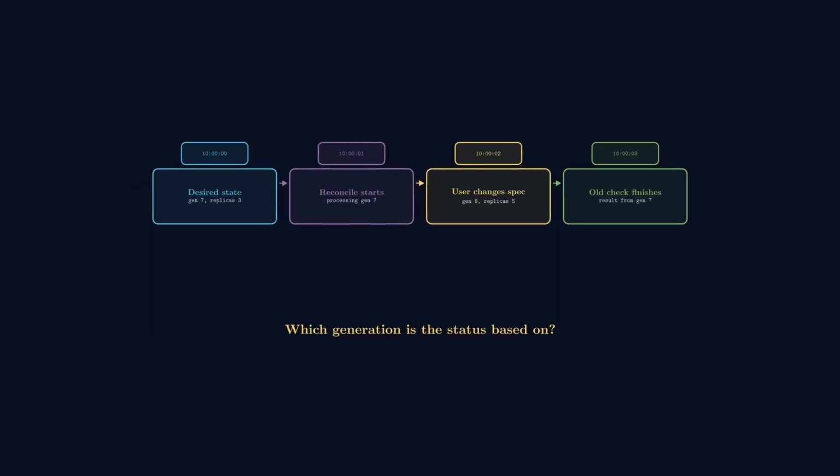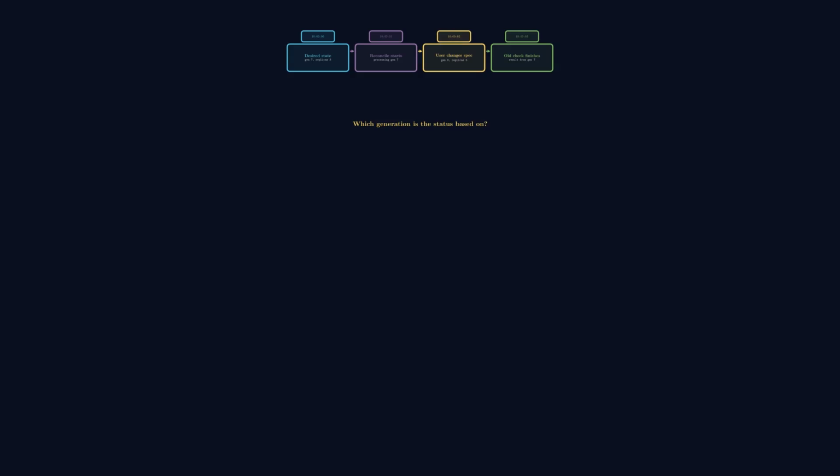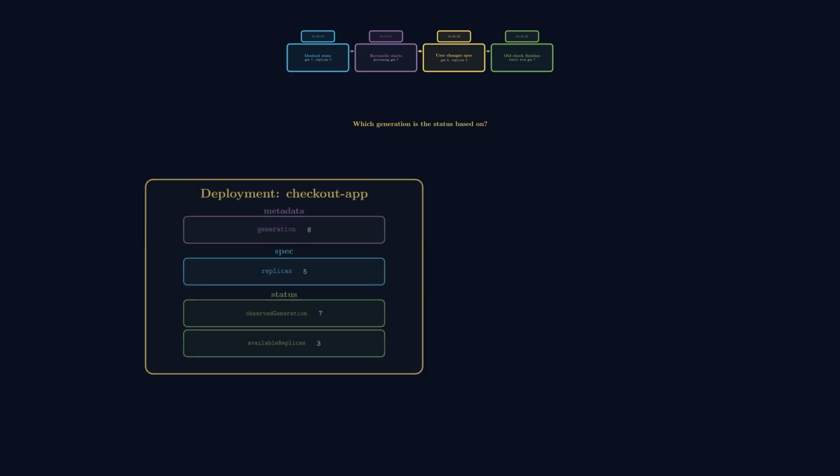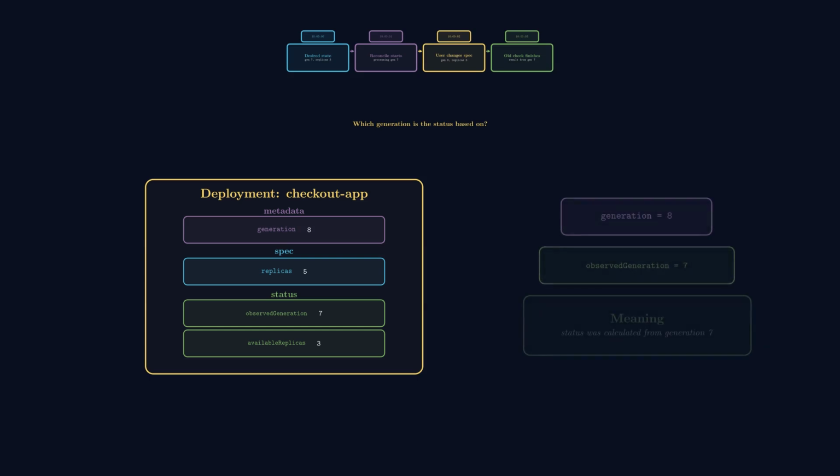This is where ObservedGeneration helps. The deployment controller records which generation it has observed in status.observedGeneration. Here the deployment has already moved to generation 8, but the status still reflects generation 7. So observedGeneration is 7, which tells us the controller has not caught up with the latest desired state yet.